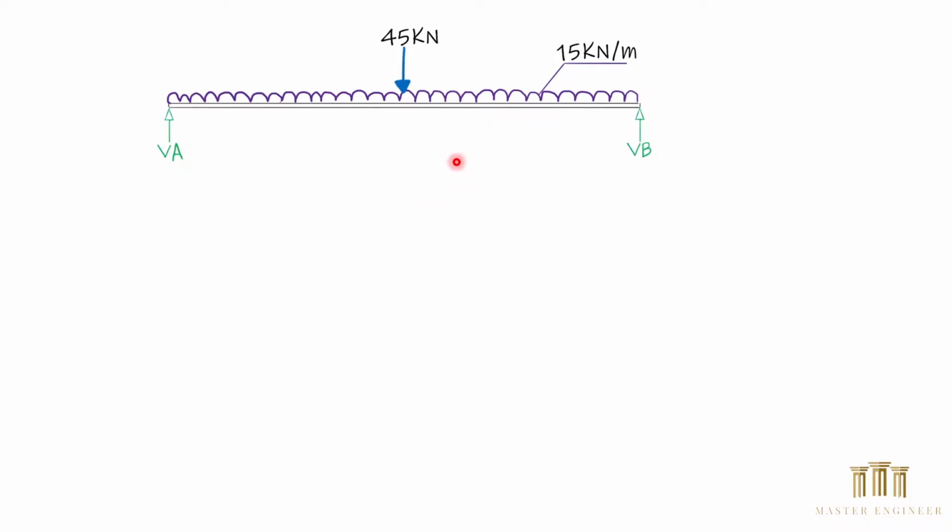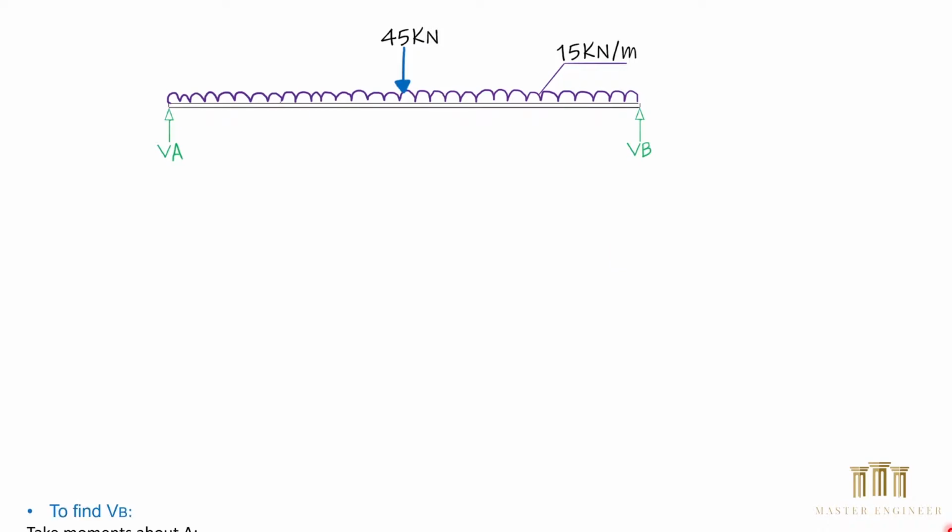So the total of all forces acting downward is 45 plus the 15 kilonewton multiplied by 7, which is 150 kilonewton. From this, we can simply say that each of the support reactions equals 75 kilonewton. As the rule of equilibrium, the sum of all forces acting downward should equal the sum of all reaction forces. Since the total of all forces acting downward equals 150 kilonewton, VA is equal to 75 kilonewton and VB equals 75 kilonewton also. But for the sake of learning, we carry on finding the reactions as normal.